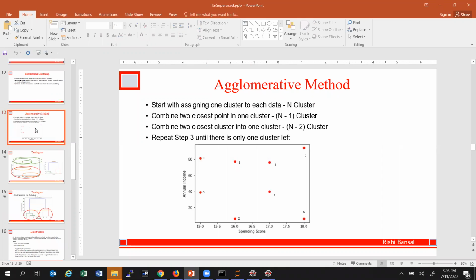The bottom-up approach is nothing but you start with a set of data points. Suppose you have eight data points. In the starting, you consider each one as a cluster. Now you combine 2 points, so the number of clusters will now be n minus 1. Then you again combine 2 points based on some criteria, and you keep on doing that till all your points become one cluster. This is called the bottom-up approach.